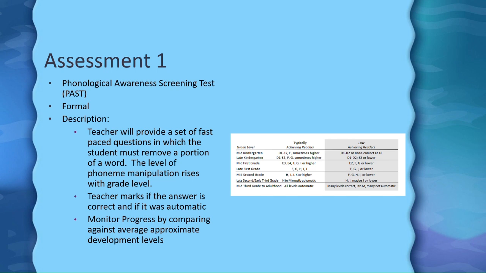For scoring, the teacher just marks if the answer is correct and if it was automatic. It being automatic means that the student was able to respond within about 2 seconds, or within 2 counts of 1 1000, 2 1000, because we want the student to be able to respond quickly. If they think about it and then respond, that's also fine, but we want them to be able to do it automatically. And then progress is monitored by comparing against the average approximate development levels. I have those included on the right.